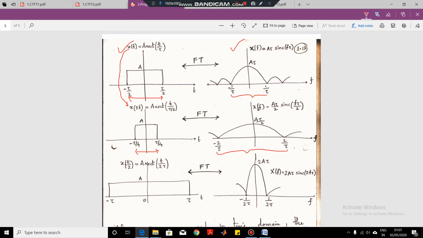Similarly, the height here was a tau, but here the height has become a tau by 2. So this has led to the expansion of the signal, and its height has reduced. So the reverse thing happens when we expand the signal in the time domain.